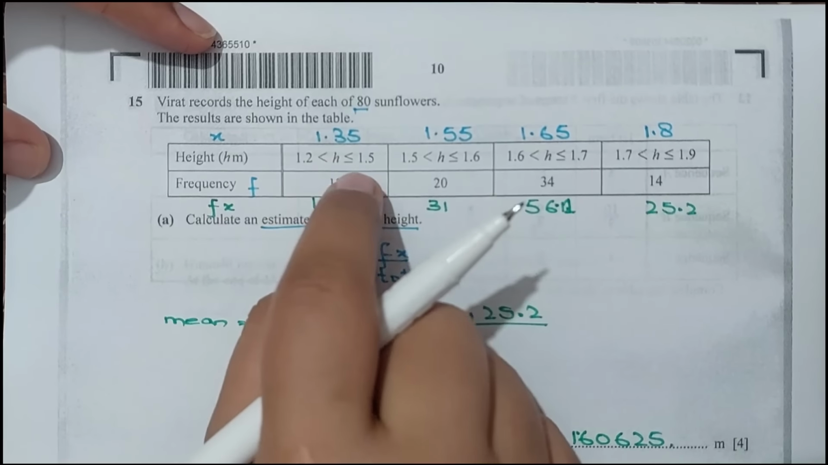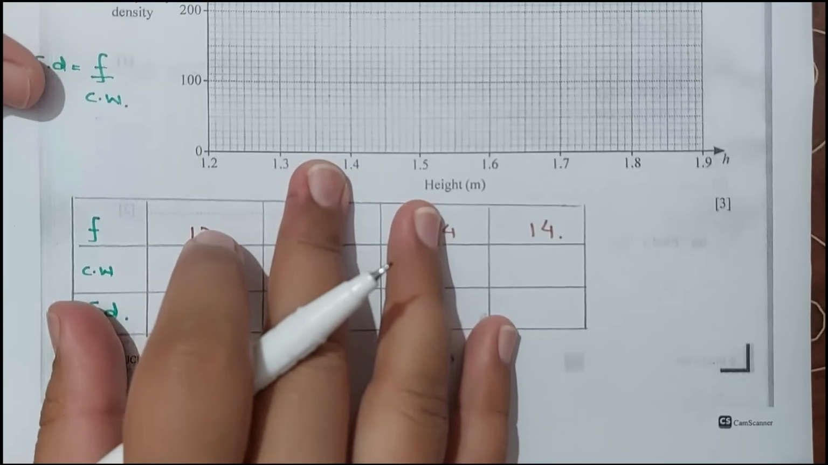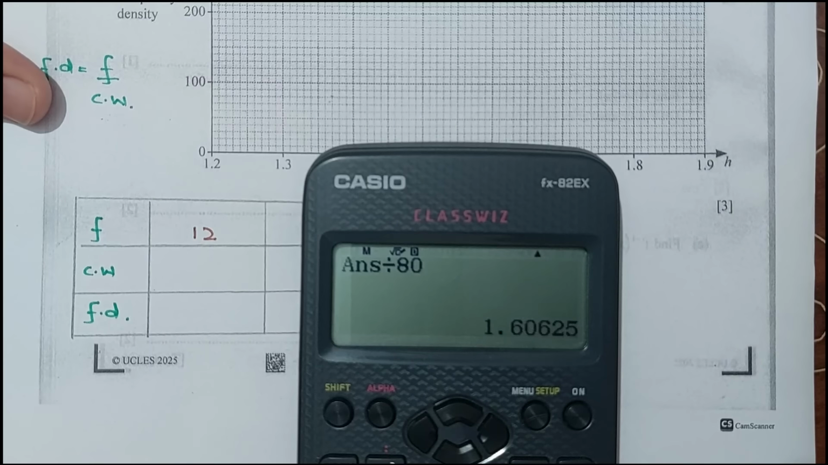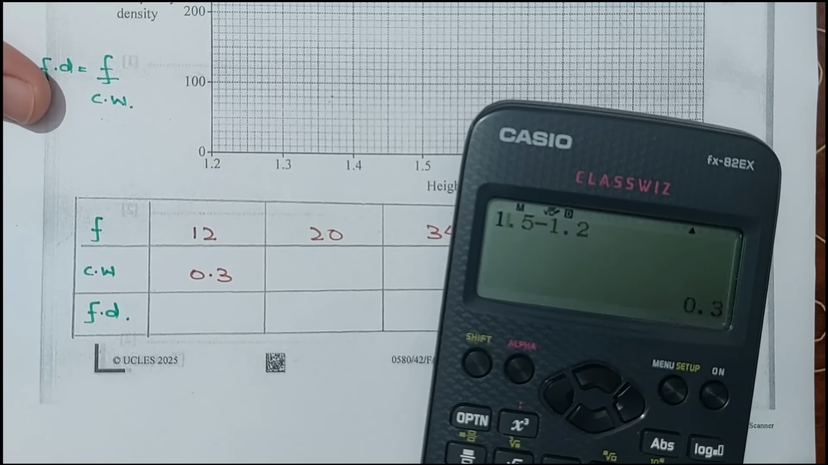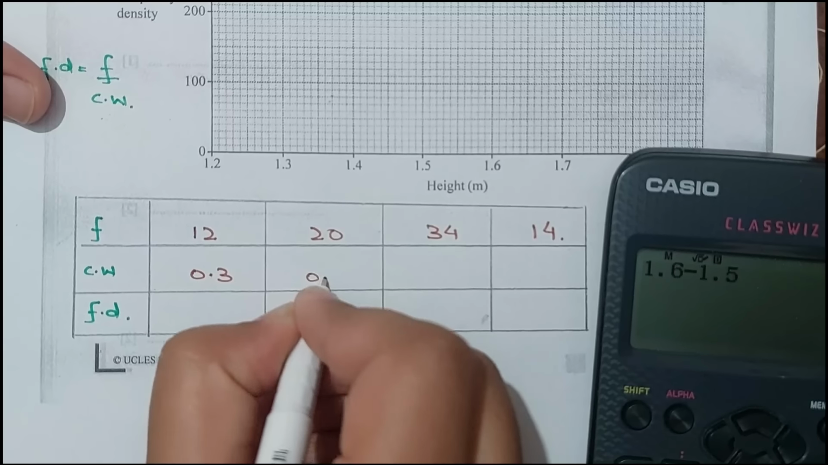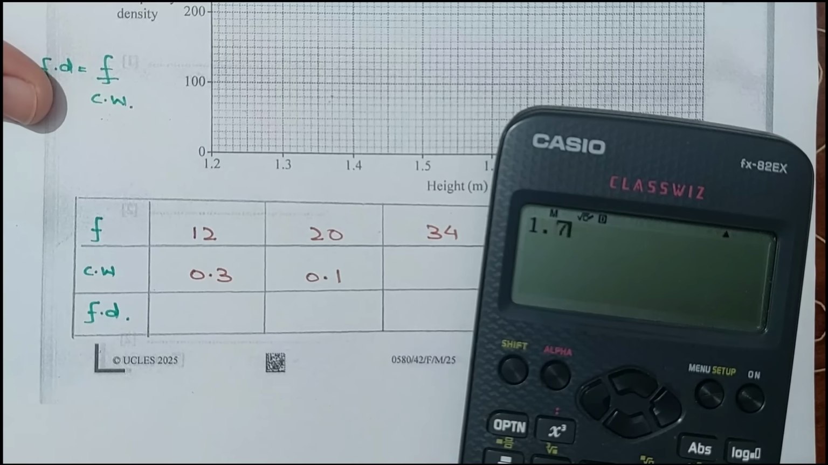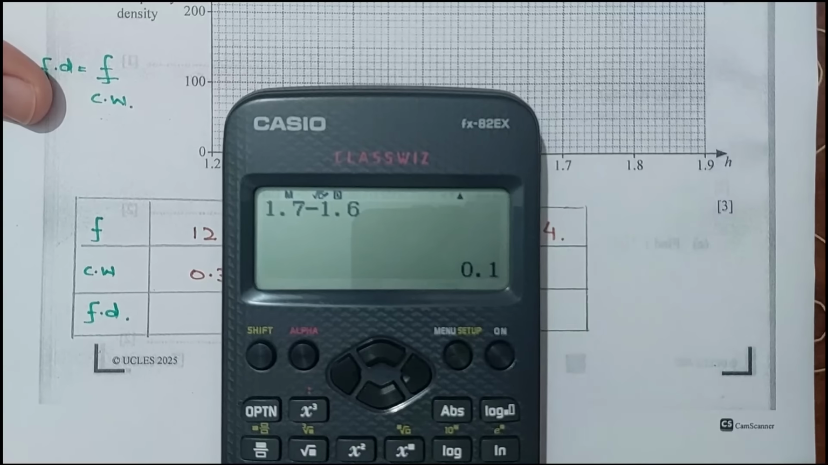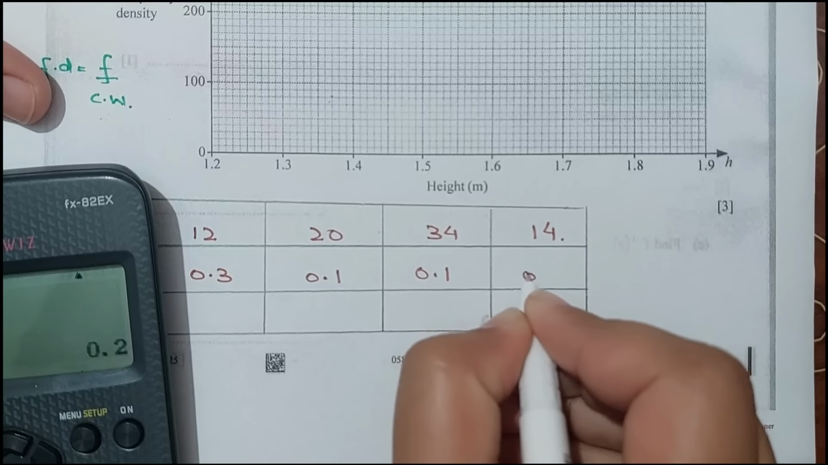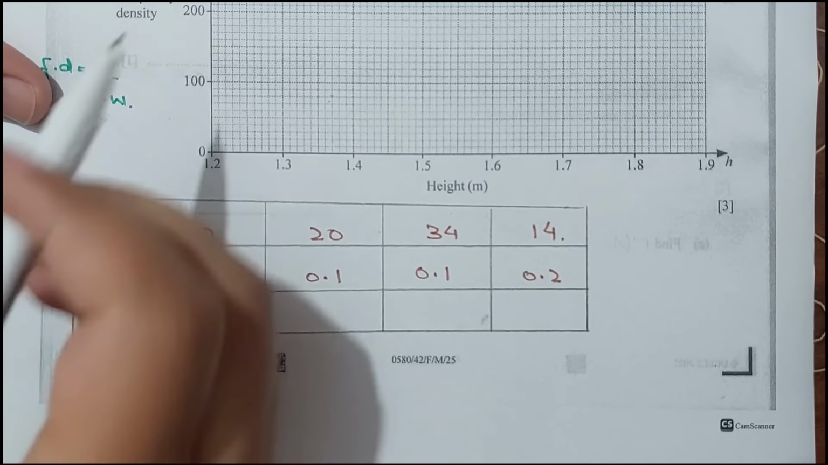Class width is the difference between 1.5 and 1.2. Okay, the class width, 1.5 minus 1.2, 0.3 is the class width. The next interval is 1.6 and 1.5. The difference is 0.1. 1.7 and 1.6, again 0.1. 1.9 and 1.7, this is 0.2, the class width. Now let's find the frequency densities.